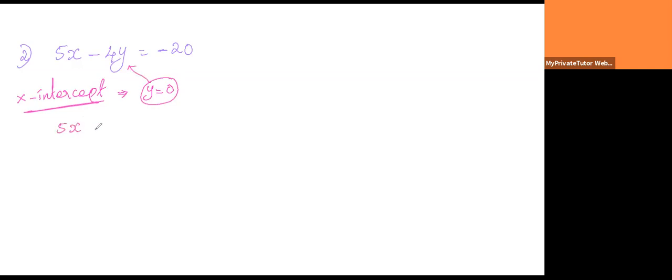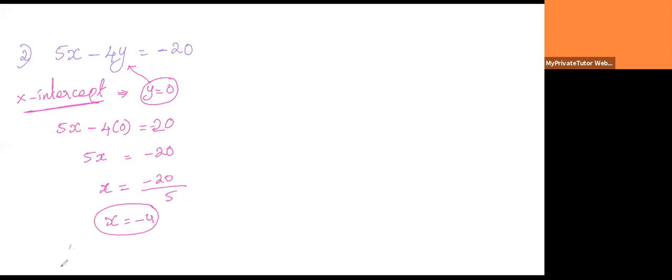So 5x minus 4 times 0 equals minus 20, as a few students answered. And 5x equals, 4 times 0 becomes 0. So 5x equals negative 20 and x equals negative 20 by 5. So we get x equals negative 4. So what is the x-intercept, guys? The x value, which is minus 4, comma, the y value, which is 0: (-4, 0). This is the value for the x-intercept.